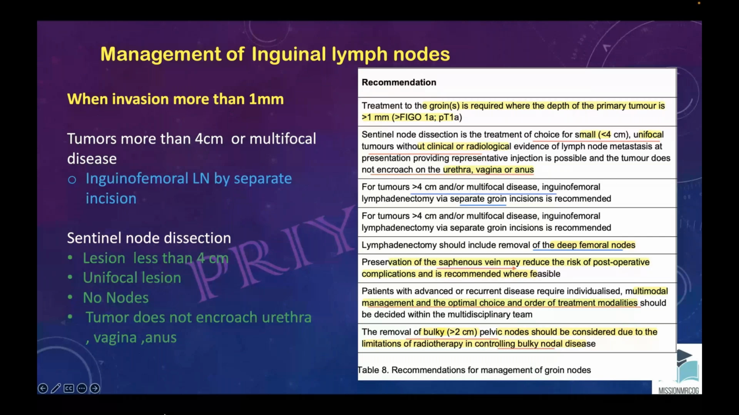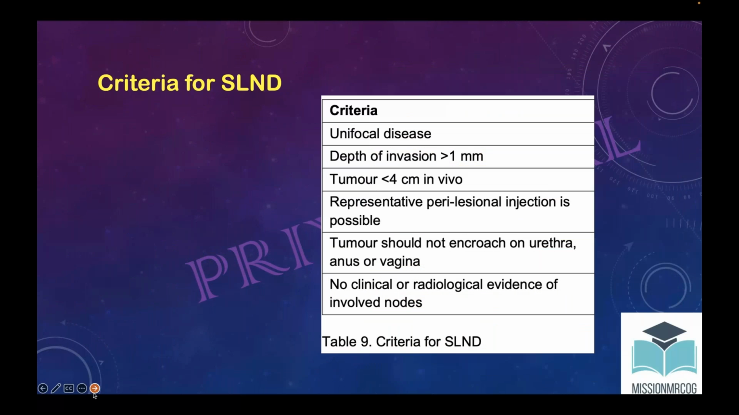Now, sentinel lymph node dissection: where is it done? When the disease is unifocal, depth of invasion less than 1 centimeter, tumor less than 4 centimeter, and when perilesional injection is possible, because they give an injection and then the dye will go to the lymph nodes and they see which is the first lymph node involved. It should not be a central lesion. There should not be any lymph node. So these are the criteria for sentinel lymph node dissection.